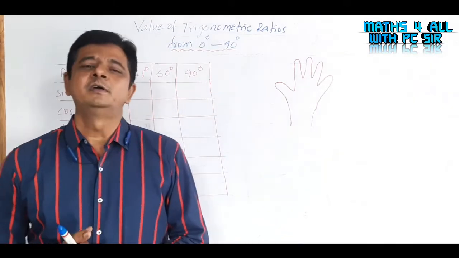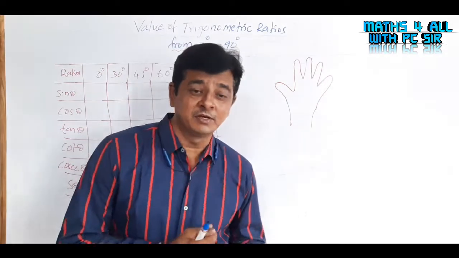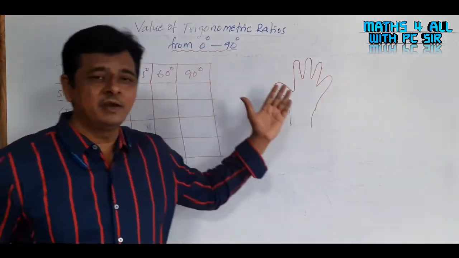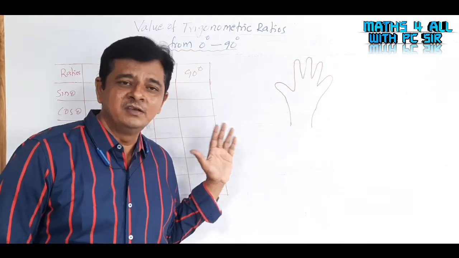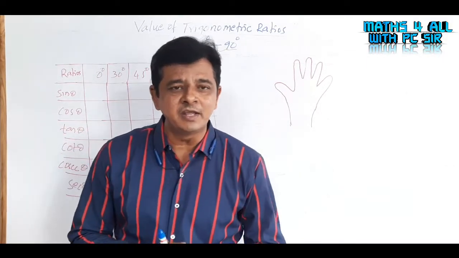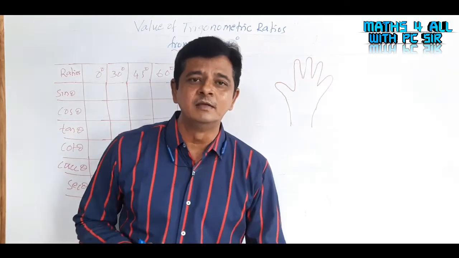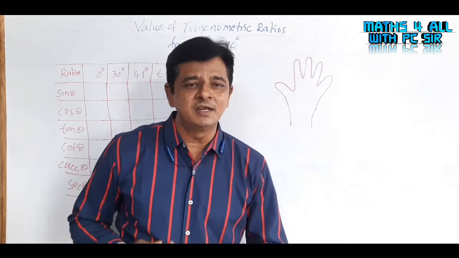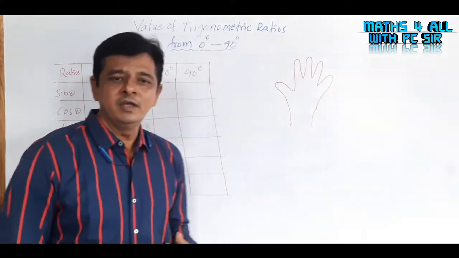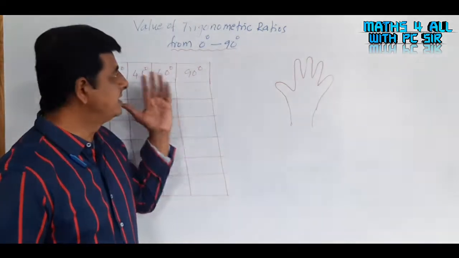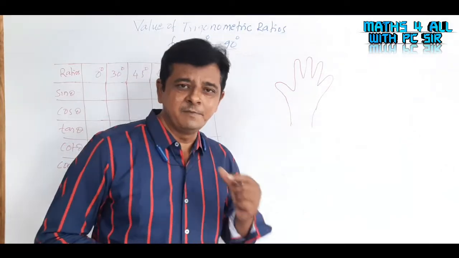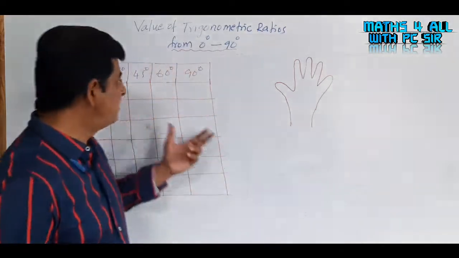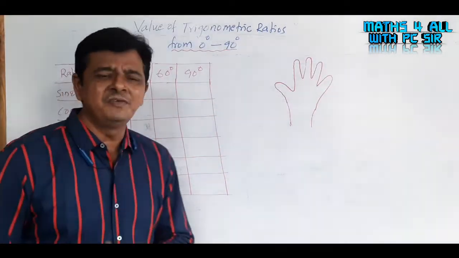Okay, my dear students, today we are going to take the topic the value of trigonometric ratios from 0 to 90 degrees. In 0 to 90 degrees, we are taking some specific angles only. That is 0 degrees, 30 degrees, 45 degrees, 60 degrees and 90 degrees. And with the help of a small technique, we can remember all the ratios in an easy way.